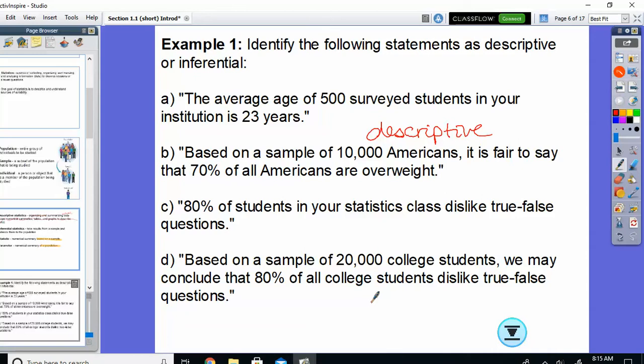Based on a sample, kind of a key thing, anytime you're talking about a sample, that's a situation where we might be making some inference because we didn't look at everybody. So based on a sample of 10,000 Americans, it is fair to say that 70% of all Americans are overweight. So we didn't look at every American. We looked at 10,000 of them. So is this inferential or descriptive? Inferential.